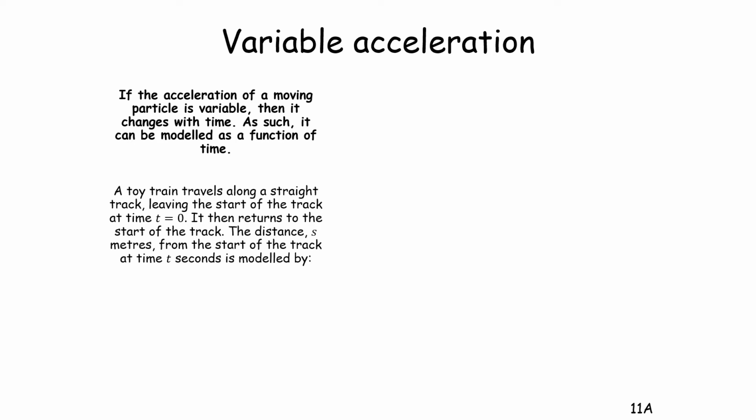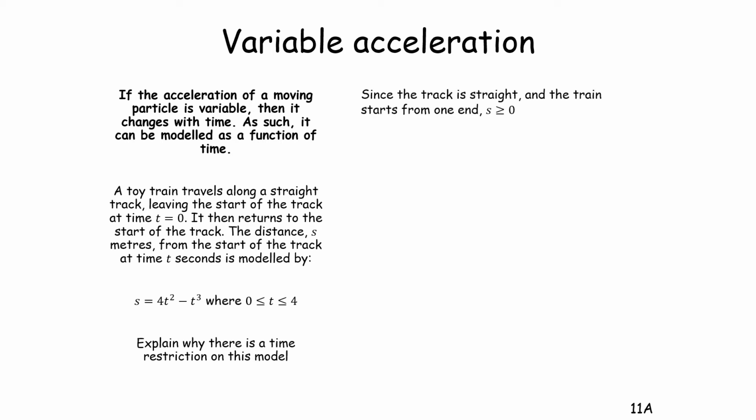A toy train travels along a straight track, leaving the start of the track at time t equal to 0. It then returns to the start of the track. The distance s meters from the start of the track at time t seconds is modeled by s equals 4t squared minus t cubed, where t is between 0 and 4. So we're only focusing between 0 and 4 seconds. Explain why there is a time restriction on this model.